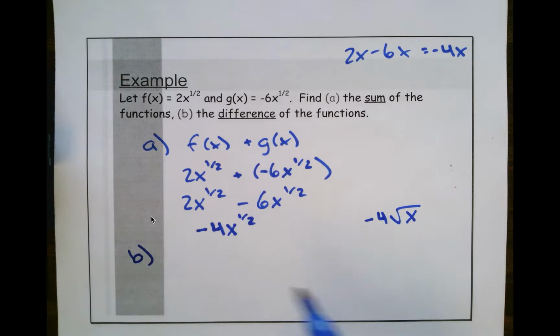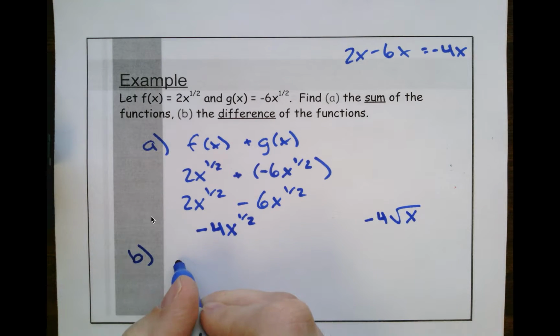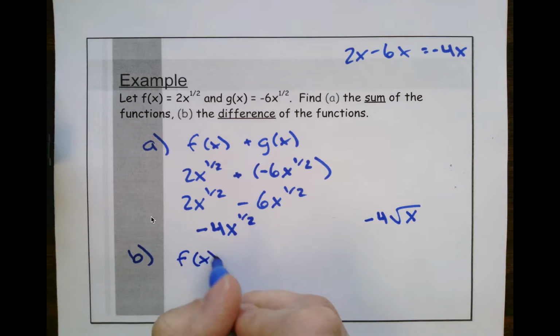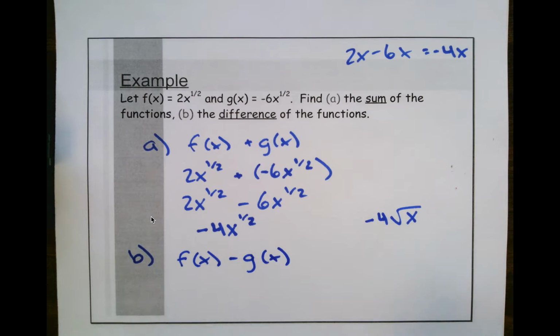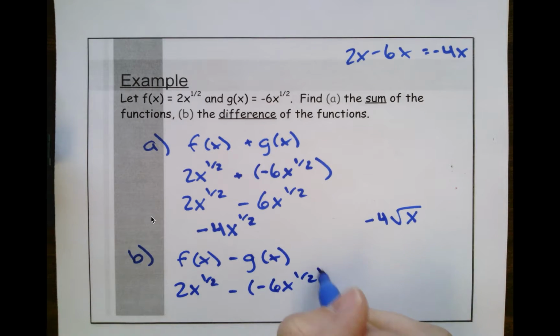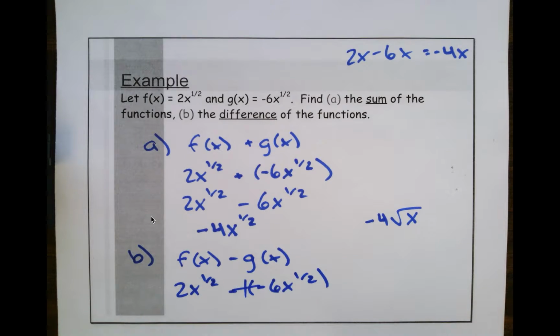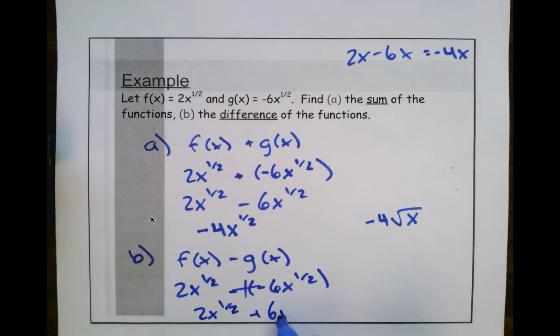Now, same idea with the difference. We're just going to subtract. So we're going to say f of x minus g of x. Now that'll be 2x to the 1/2 minus negative 6x to the 1/2. The two negatives become a positive. We would have 2x to the 1/2 plus 6x to the 1/2.